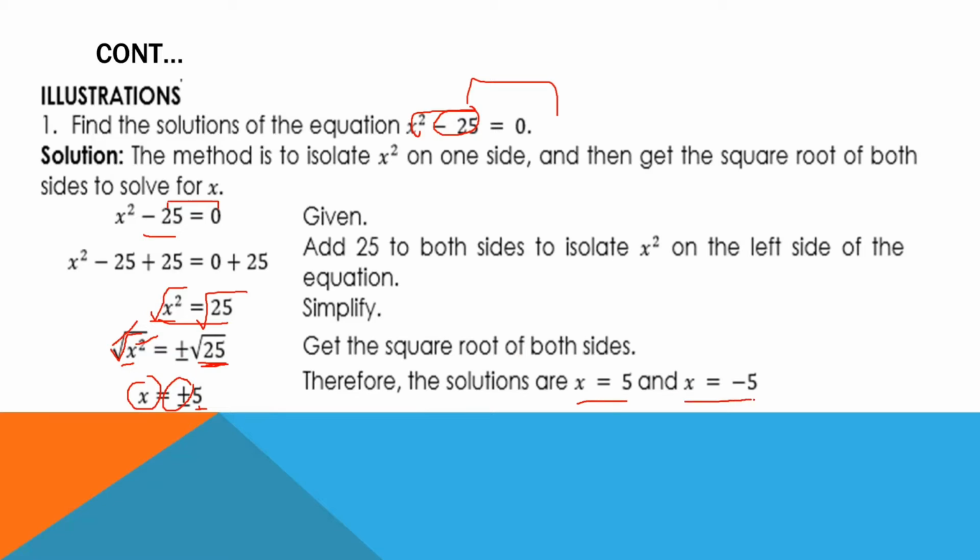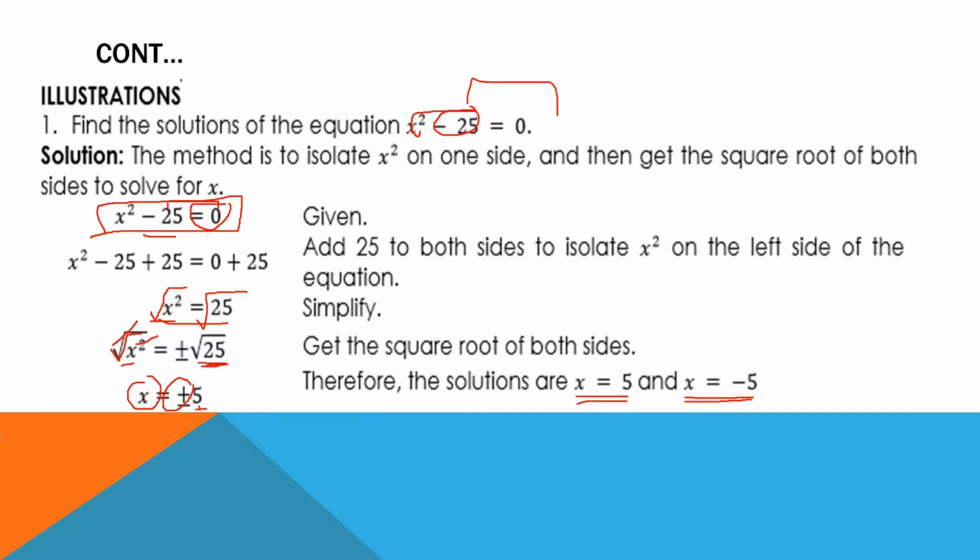So dahil ito yung ating solutions, how are we going to check if this is correct? What we are going to do is to substitute the value of x to our original equation. Asan po ba yung original equation natin? Ang original equation po natin ay etong x squared minus 25 is equal to 0. Kailangan mag-equal siya sa 0 pag sinubstitute natin yung value ng x.